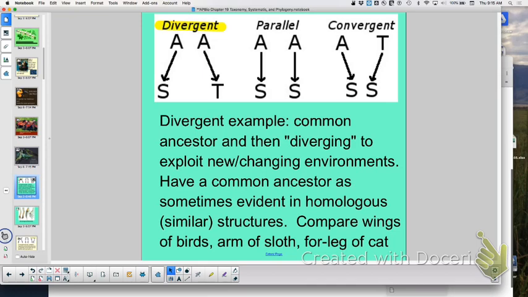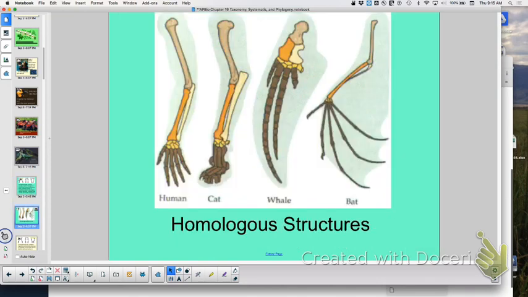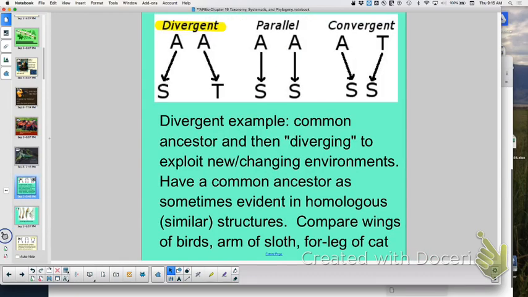Okay, so you have a common ancestor. So we saw this before, right, with these homologous structures. So because they have the same anatomy, you know they're going to have similar what? Similar DNA, right? Remember how we looked at the different similarities in developmental biology and how the genes are the same? And so, but they're exploiting different environments. So this is very typical of homologous structures.